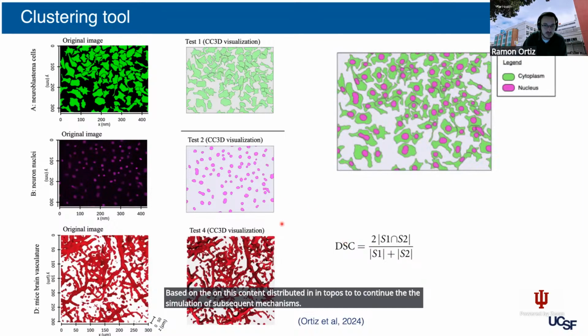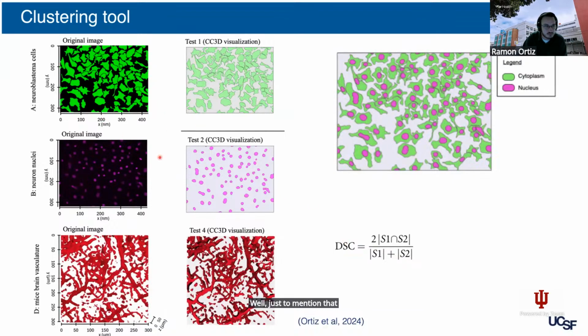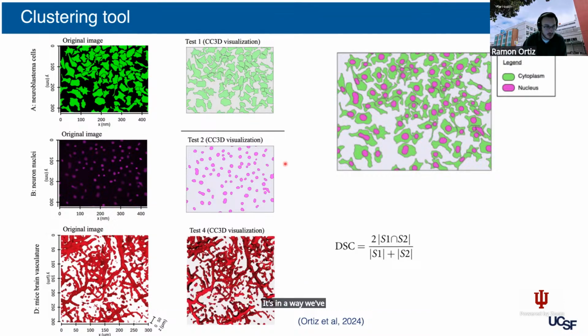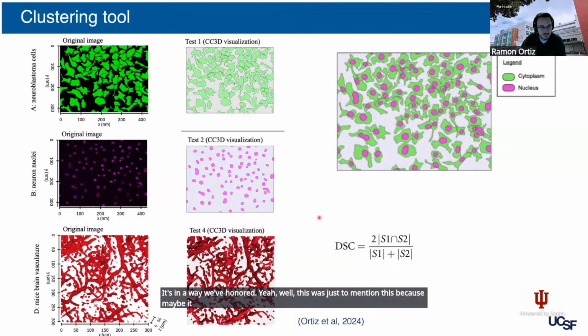Well, just to mention that we validated this tool by comparing with different microscopy images. We compared basically the distribution of voxels and also the number of individual cells in the original and the generated geometries, and in general we found a good agreement. Yeah, well, this was just to mention this tool because maybe it is useful or interesting for someone here.